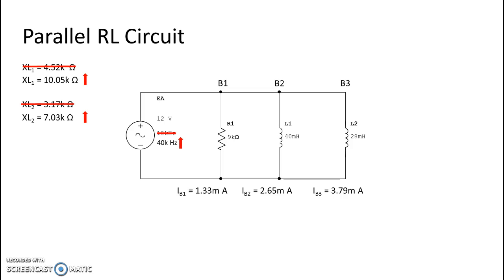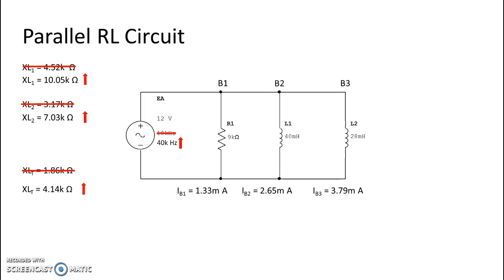Now with both of the ohmic values going up, we're expecting the total to go up as well. It will still be smaller than the smallest value because, again, it's an inversion formula, but it is going to be larger than it originally was. So it originally was 1.86 k ohms, and now we see that it is indeed larger at 4.14 k ohms.